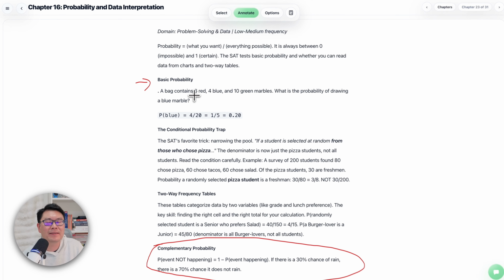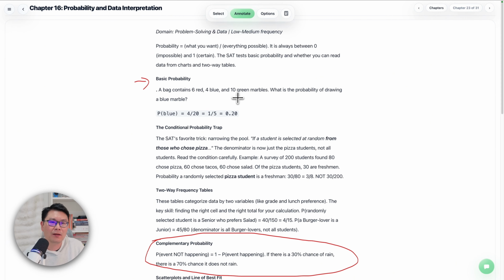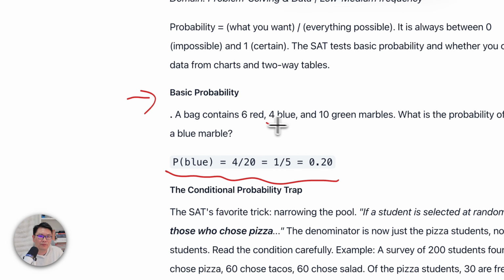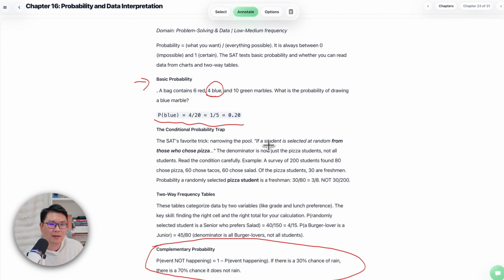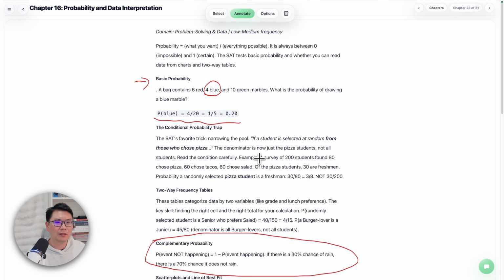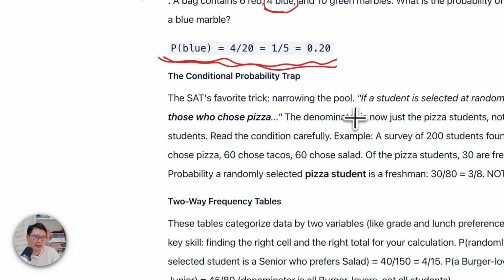A bag contains 6 red, 4 blue, and 10 green marbles. What is the probability of drawing a blue marble? All right, so it's going to be the 4 marbles divided by the total number of the balls in the bag. And it's pretty common sense, right? If you have all of the balls in a bag and you reach your hand into the bag and pick a ball out randomly, you have 4 chances out of 20 to pick the blue ball out, because you have 4 blue balls, right? That's the first thing that you want to learn.